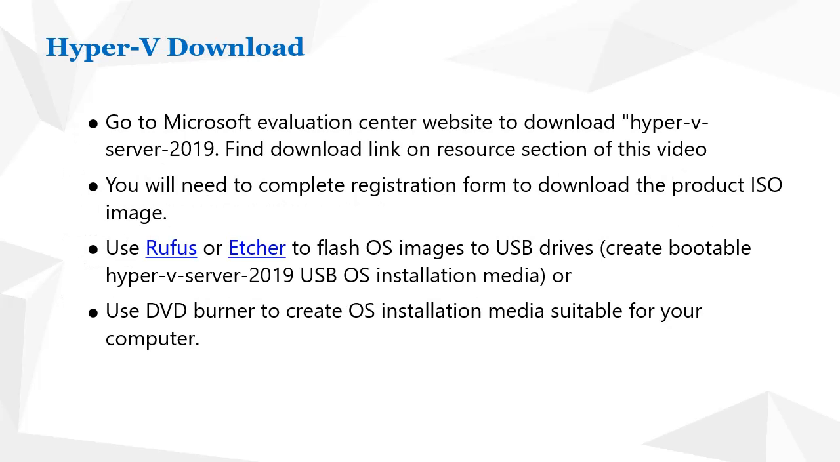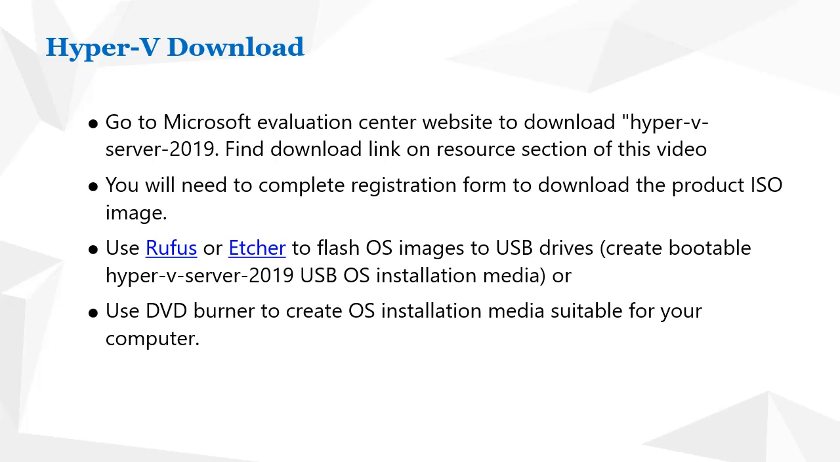How to download Hyper-V? Go to Microsoft Evaluation Center website to download Hyper-V Server 2019. Find download link on resource section of this video. You will need to complete registration form to download the product ISO image. Use Rufus or Etcher to flash OS images to USB drives. Create bootable Hyper-V Server 2019 USB OS installation media, or use DVD burner to create OS installation media suitable for your computer.